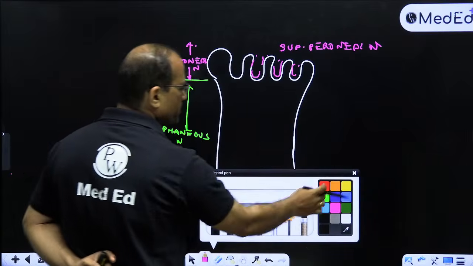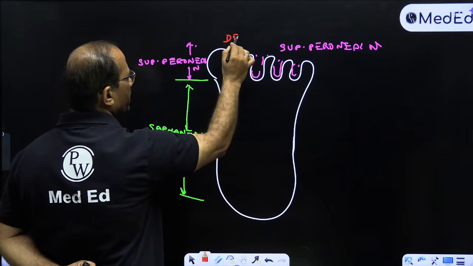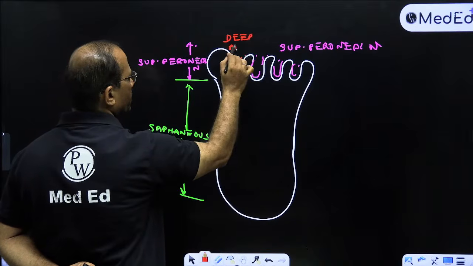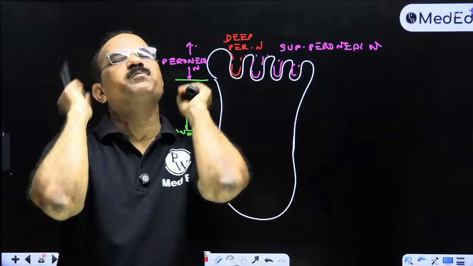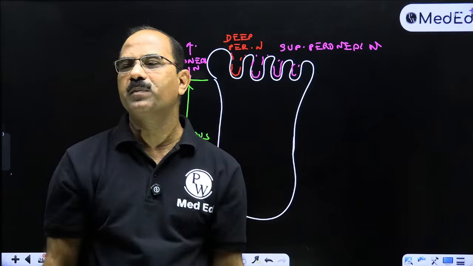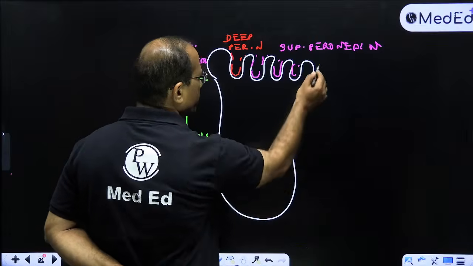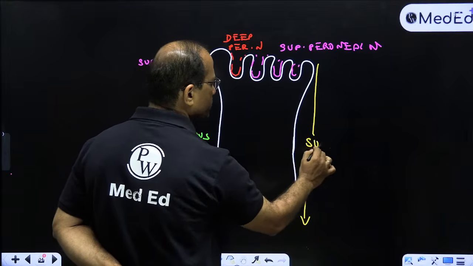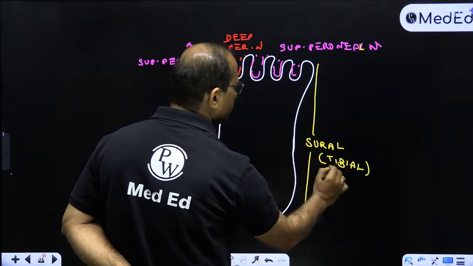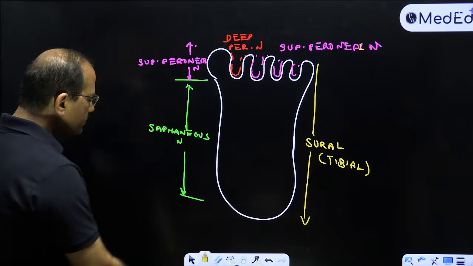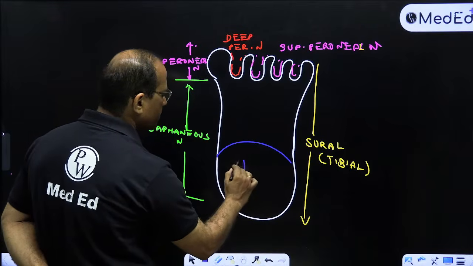The first web space, जहाँ पे slippers पहनते हो, this is supplied by deep peroneal nerve. Okay. The skin on the lateral aspect of the foot is supplied by sural nerve. And sural is a branch of tibial nerve. ये tibial nerve का branch है. The heel is supplied by tibial nerve.